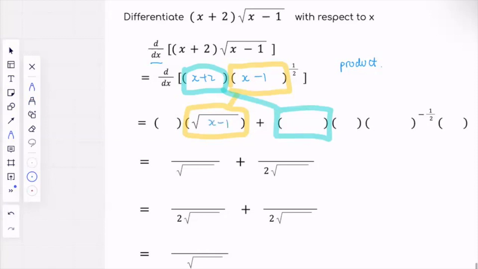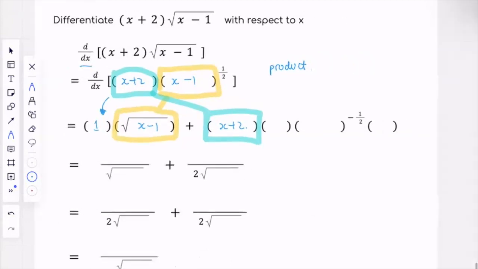Square root of x minus 1. Then the other one is x plus 2. And each of these factors also, we must differentiate. So differentiation of x plus 2 is 1. Differentiation of x minus 1 power half: we must differentiate that. So the power half goes down, we multiply that, becomes the coefficient, times x minus 1 power negative half, times the differentiation of the x minus 1 itself, which is 1.